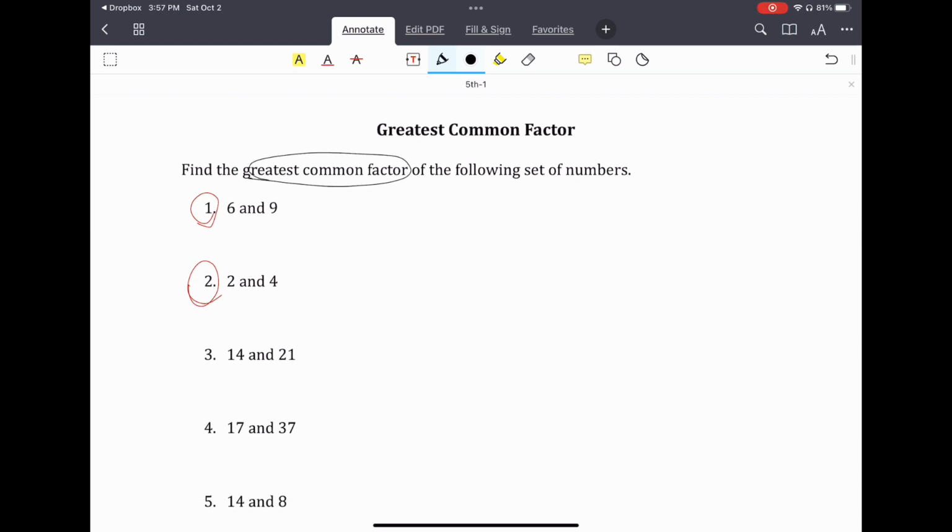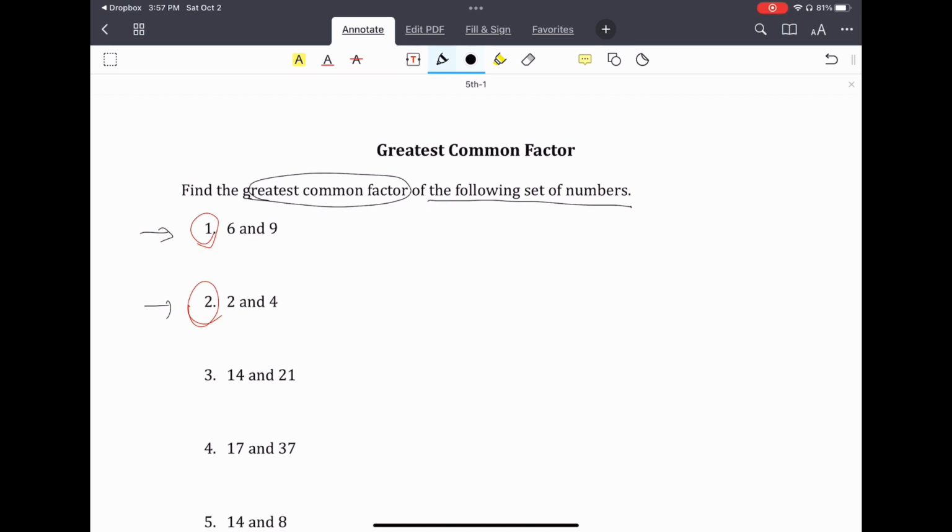Now the second one we're going to go over is greatest common factors. It says find the greatest common factor of the following set of numbers. Now this is taking use of the previous topic, factors, finding factors of each individual number. So we're going to do number 1 and number 2. So to find the greatest common factor, you have to first find the factors of each of these numbers.